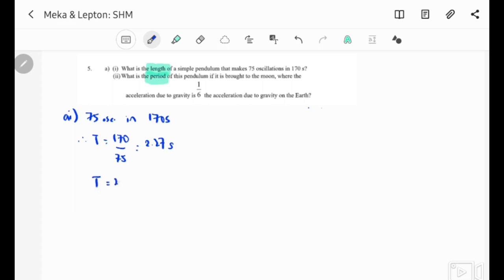T equals 2 pi square root of L over g. So our T is 2.27 equals 2 pi square root of L over 9.81. So we get our L equal to 1.28 meter. Okay, that is for question number 5, A1. We go to question number 5, A2.